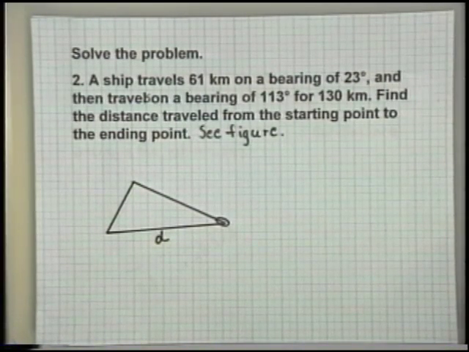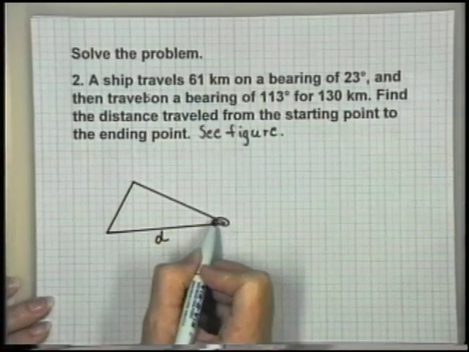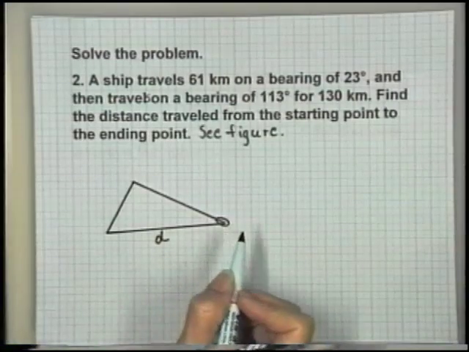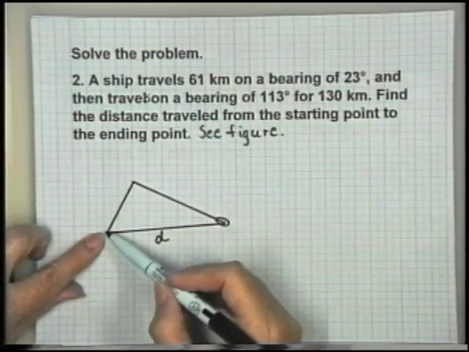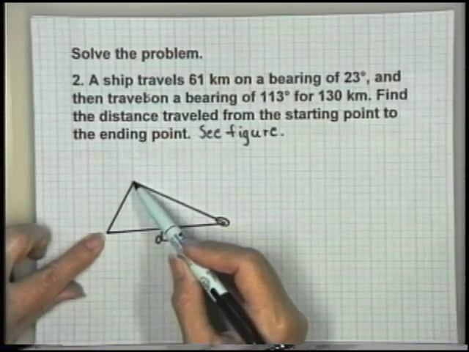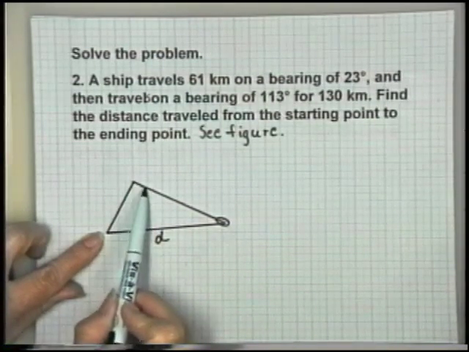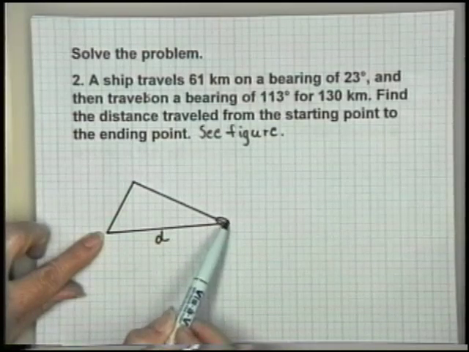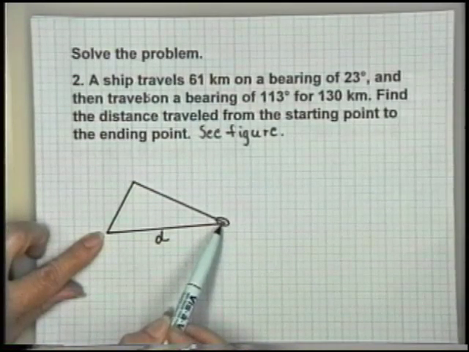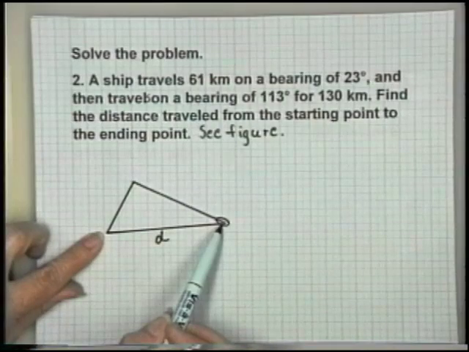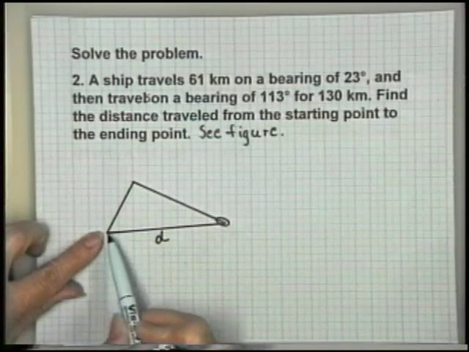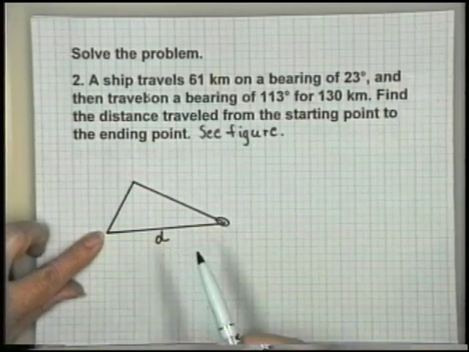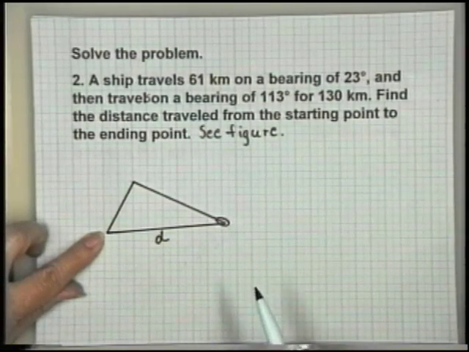What I'd like to start out with is to be sure that you realize that this is my little ship, and that what we mean by this problem is that the ship started right here and it went in this direction, then it changed bearings and went in this direction, and here's where the ship is. Now, the distance they want us to find is the distance from this starting point to where the ship is right now, which is just labeled D for us.